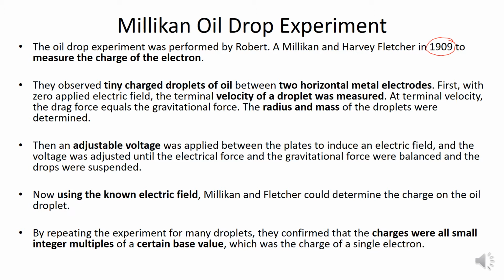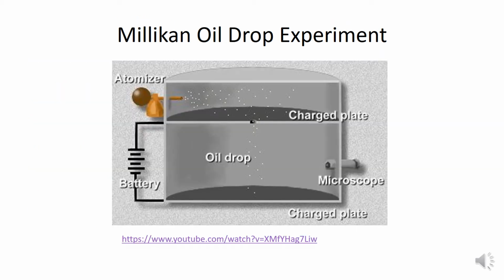And they concluded that whatever this base value was, you couldn't get a part of one. It was always one of them, or 2 of them, or 3 of them, or 4 of them. That this base value was the charge of a single electron. Okay, so you couldn't get in between values. So here's a diagram of the experiment.